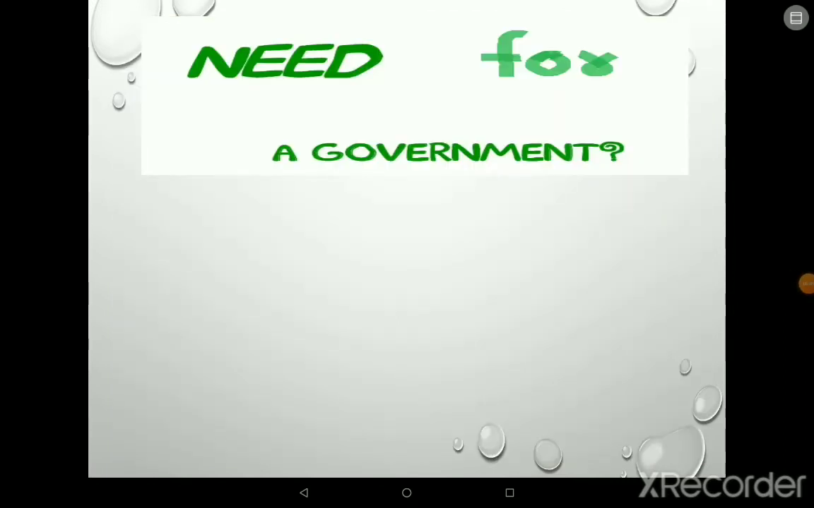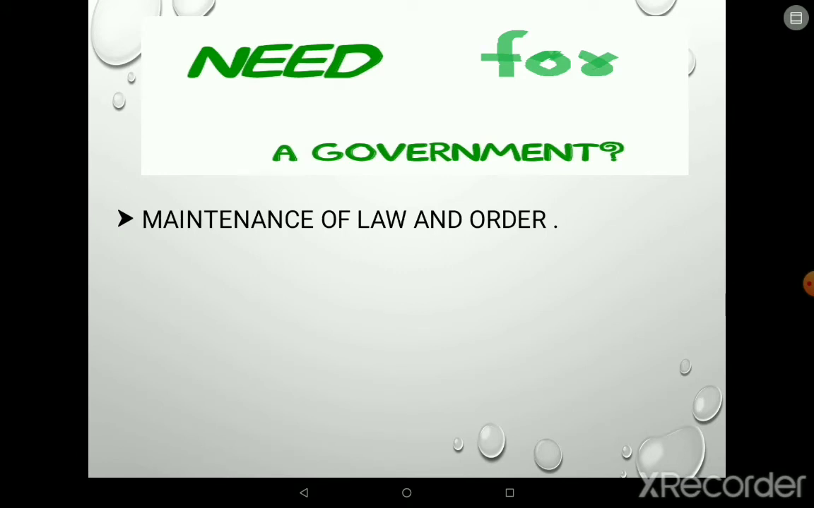Now let's learn why we need a government. Firstly, we need a government to maintain law and order. It looks after law and order within the country and provides protection to the people in the country. Next is defense of the country. The government maintains armed forces to defend a nation and also maintains friendly relations with other countries.